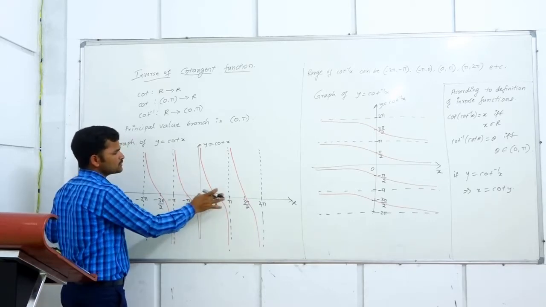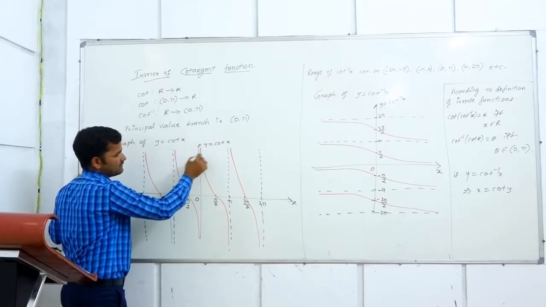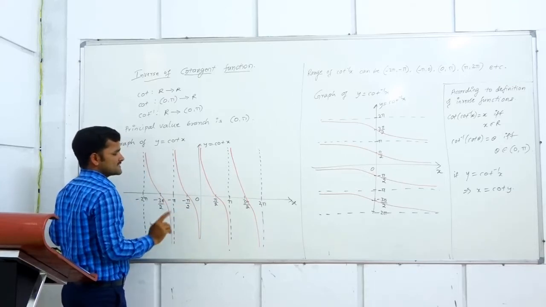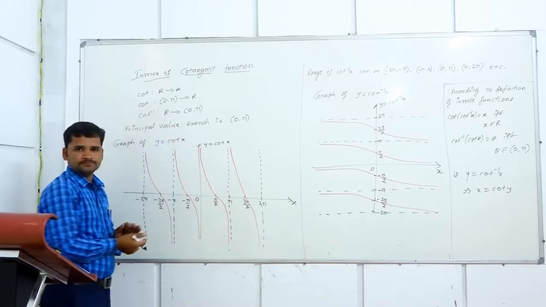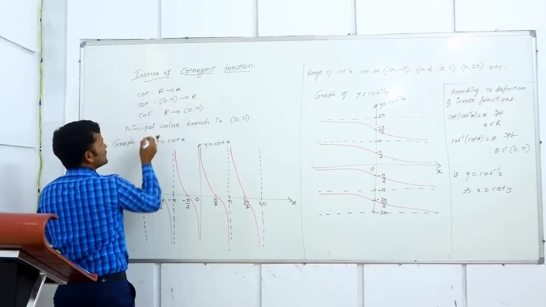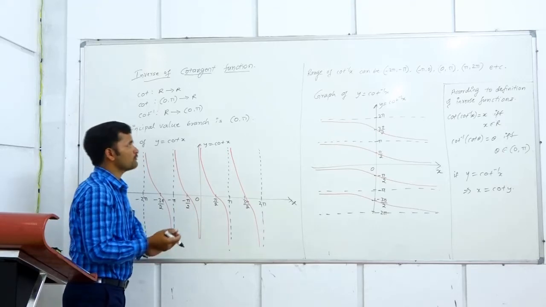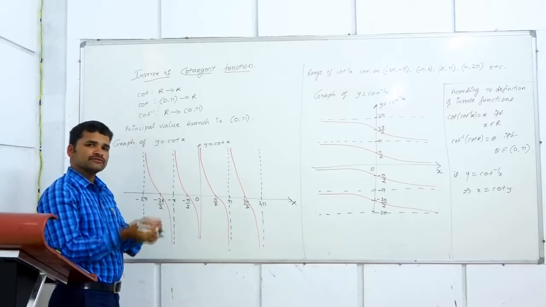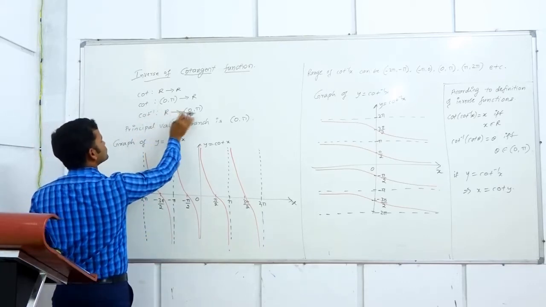0 to pi, you observe. In this 0 to pi, anywhere you draw the horizontal line, it cuts at only one point. Hence, 0 to pi will be the domain of cot, and with this 0 to pi as the domain, the given function becomes 1-1 and onto also. Therefore, cot inverse of the given function exists. Hence, cot inverse maps from R to the open interval 0 to pi.